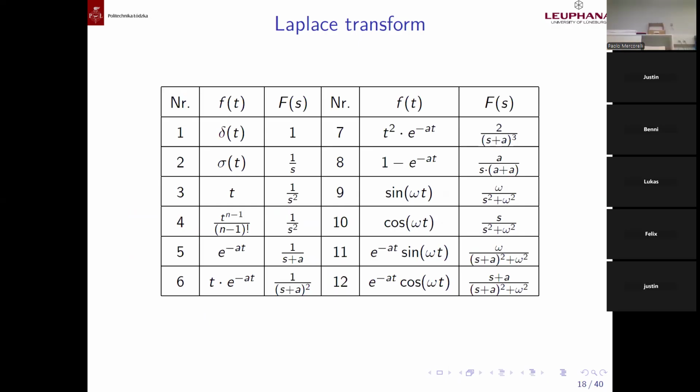I mean, the mathematicians built this table for us. We have seen 3 cases: for delta, even though not in detail, but it's there; for sigma; and for the exponential function. Basically, we have seen case number 1 roughly, but the exact calculation is there, case number 2 in detail, and in detail case number 5 of the table.